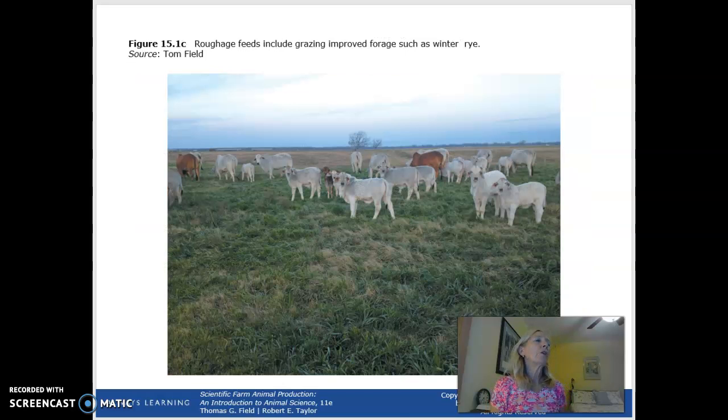This is a good picture of ruminant animals grazing on a lush green pasture. And the beauty of the ruminant animal is that they can take this highly unpalatable food to us. I can't see us going out here and eating the grass. And they can turn it into high quality protein in the form of meat and milk. So again, pasture would be another good example of a roughage feed.